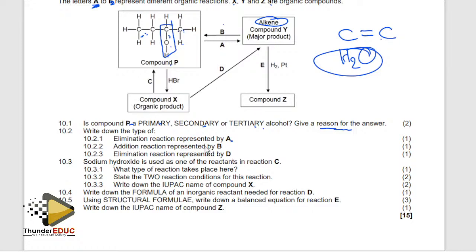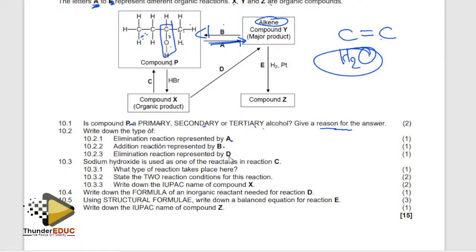Then they're asking you about the addition reaction represented by B. It means from alkene to alcohol. Write down the type of addition reaction represented there. I'm adding water, going from alkene to alcohol, therefore it's going to become hydration. When I'm removing water, it's dehydration. Because here I'm adding, it becomes hydration.